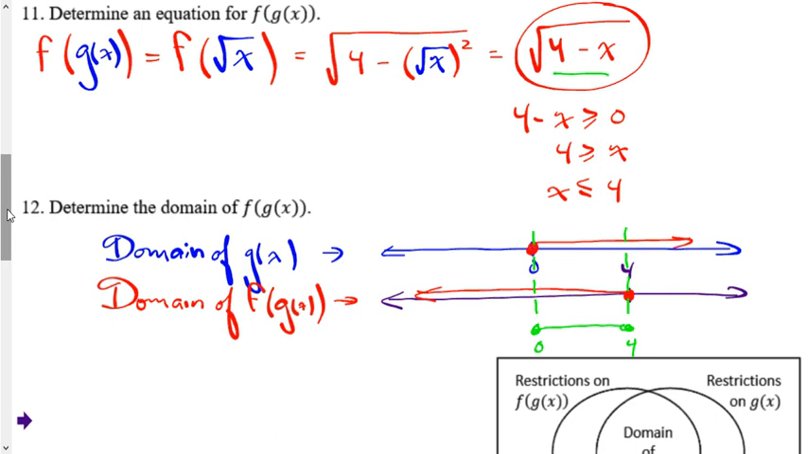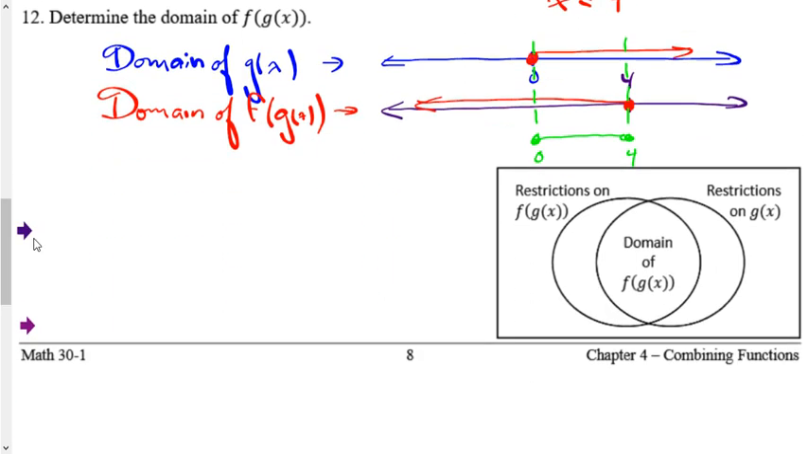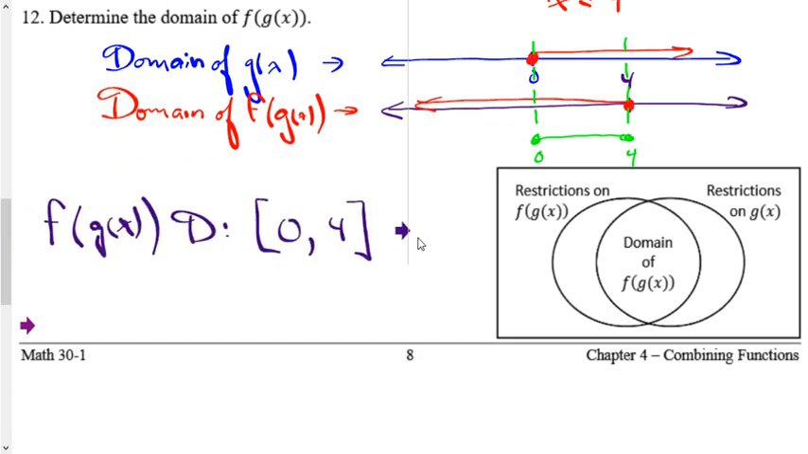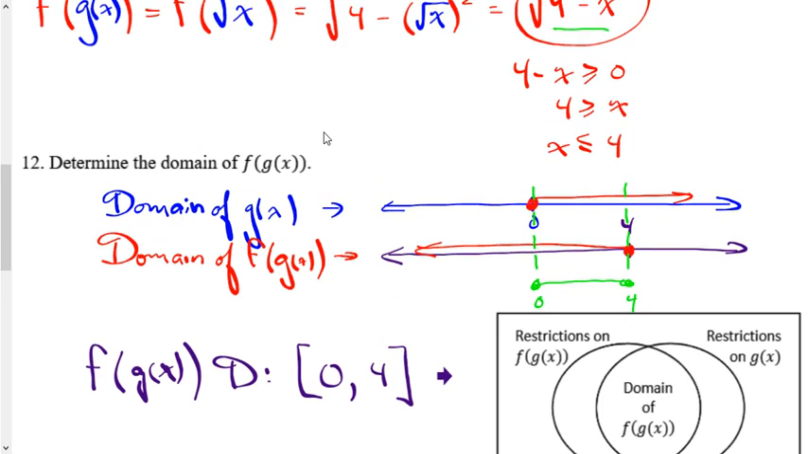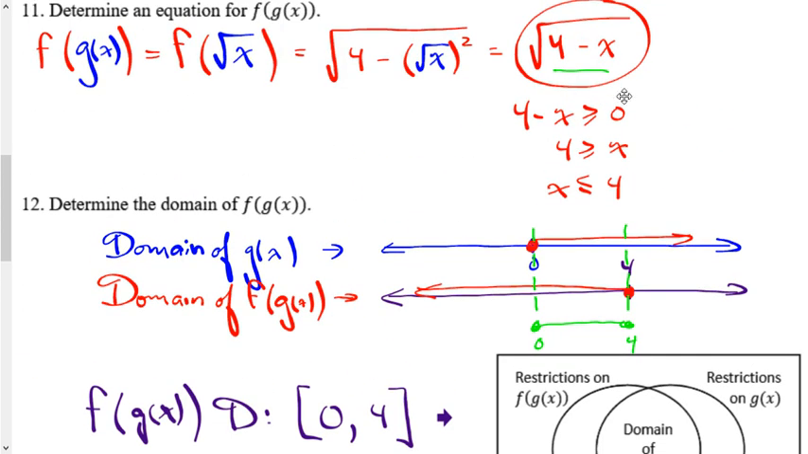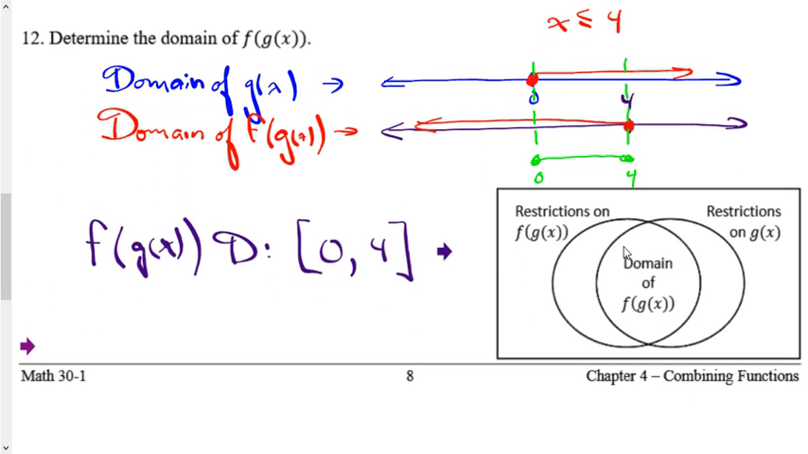So here's what I get for the actual domain of that composition of functions. Notice here in red, this was the implied domain from this equation. How is it implied? Well, it has restrictions, so I find what the restrictions on this equation are. That's what I listed. But then I also had to consider the restrictions on the g of x function. Where they overlap is the domain for the composition of functions.